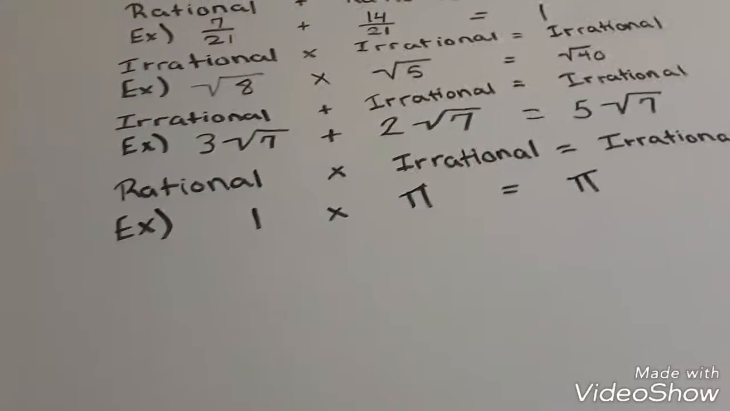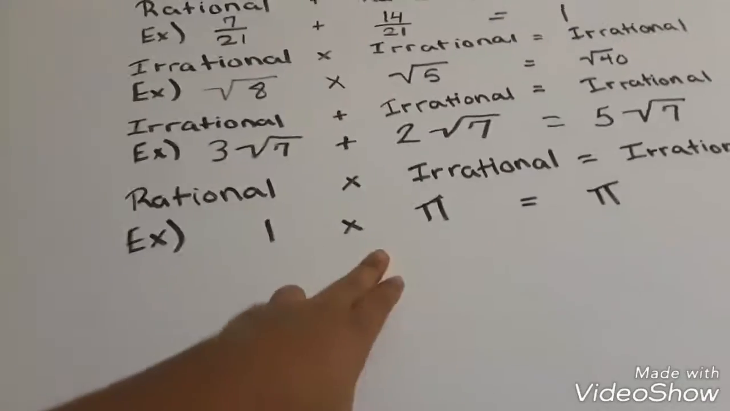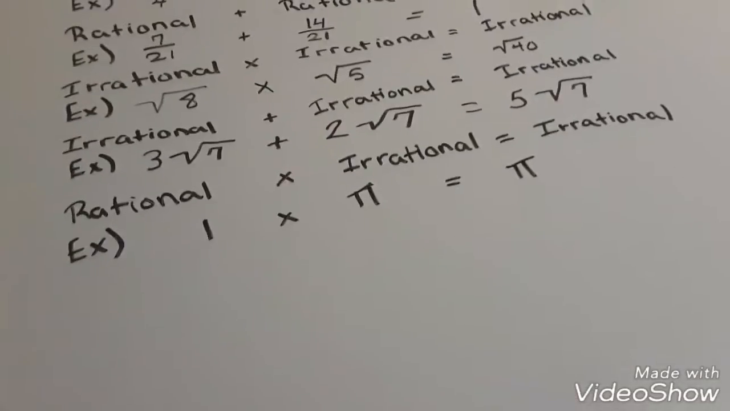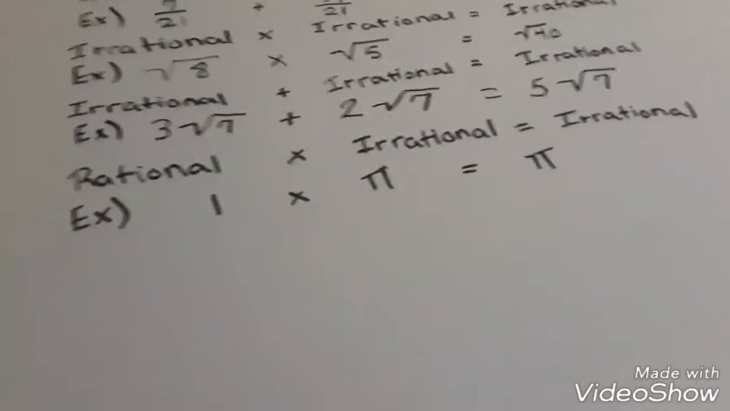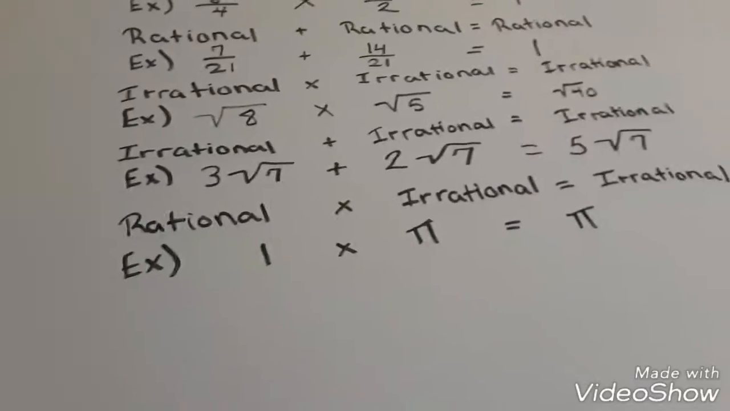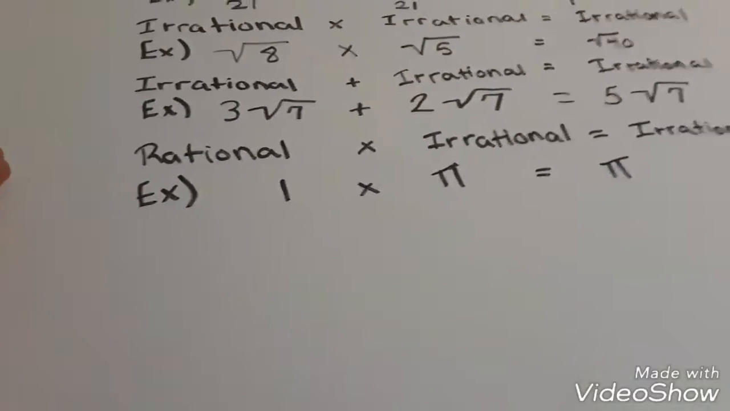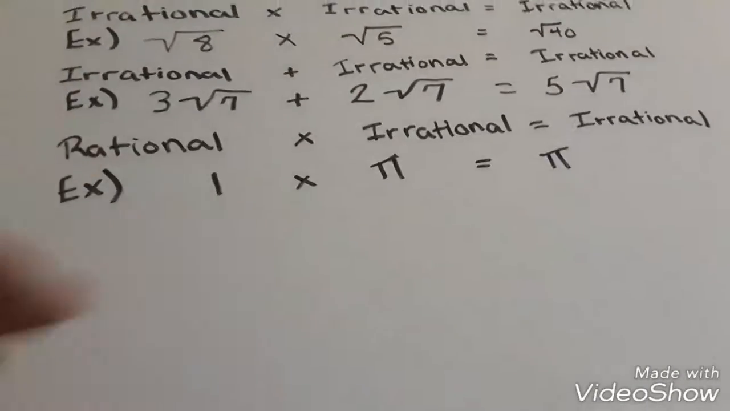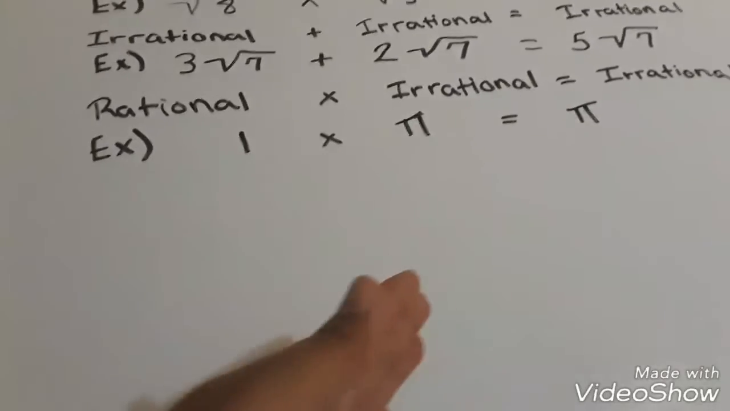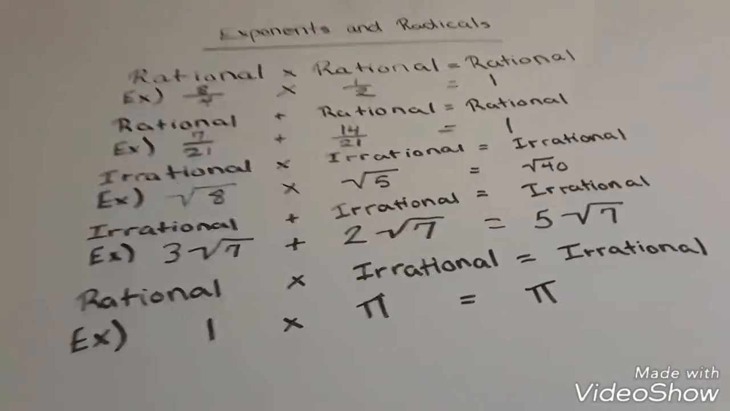The reason how I found this is because I multiplied 1 times pi, and I got pi. Pi is an irrational number. So it only makes sense that anything you multiply an irrational by, or add an irrational to, will always be irrational.